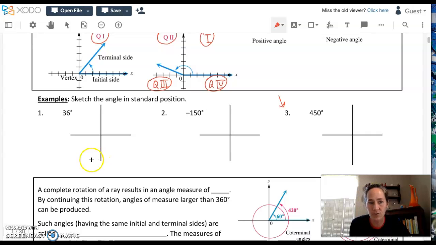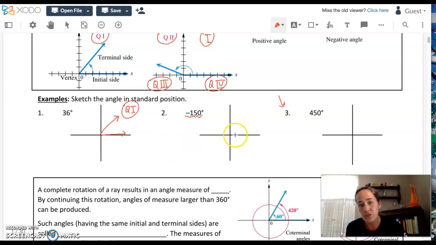So let's take 36 degrees. Shouldn't be too bad. Can you draw your initial side first? So initial side, vertex at the origin, along the positive x-axis. 36 degrees hasn't taken us very far. You'll be in quadrant 1. So you have a quadrant 1 angle in standard position.